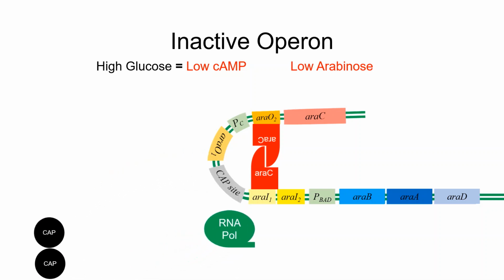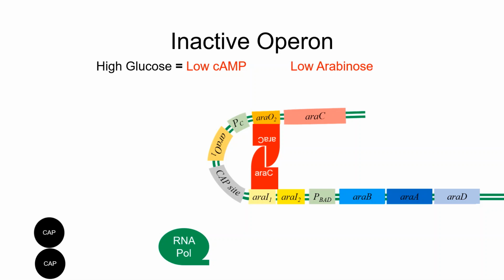RNA polymerase is physically prevented from binding the promoter for AraC. And without the CAP proteins, RNA polymerase will not be recruited to the araBAD promoter. But even if it was, RNA polymerase is still physically prevented from binding through DNA looping.